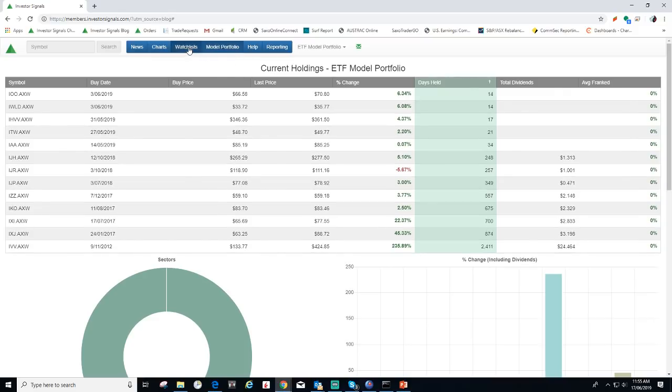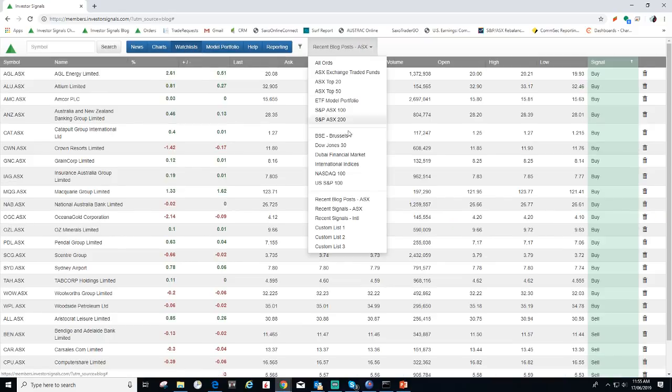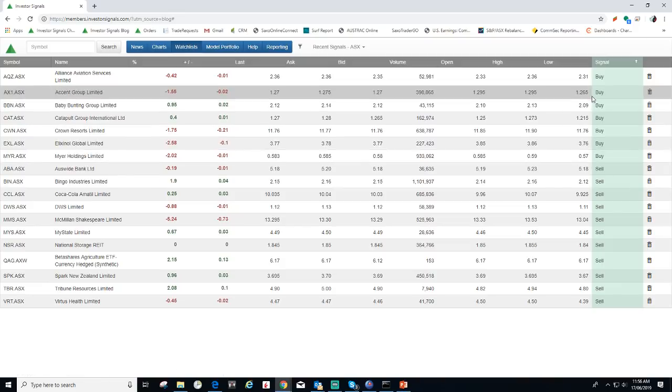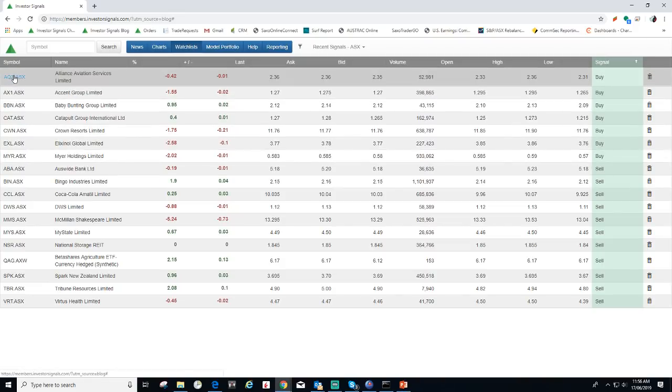All right, so now let's click on watch list. We're going to go in here, and I'll just point out a couple of things. Each day when the signal emails run, if you miss them, come in here, click on ASX signals. It stores the last 7 days of signals, and then you're able to just simply get the buy signals to the top and toggle through these, having a look at the last 7 days of signals.